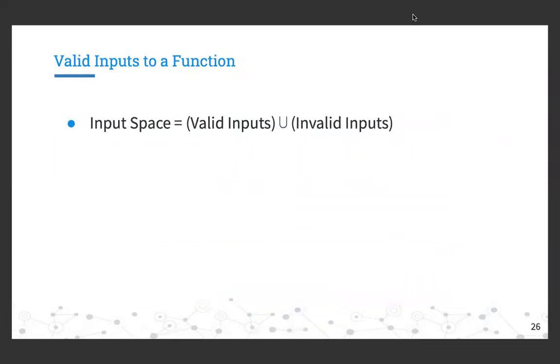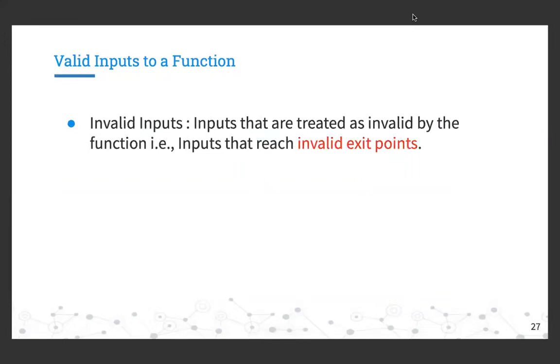Now we need to find valid inputs to a function. How can we find valid inputs to a function? We know that the input space contains valid inputs and invalid inputs. Invalid inputs are the inputs that are considered invalid by the function. Specifically, these are the inputs that the function doesn't know how to handle, the inputs that are rejected by the function. This means these are the inputs that reach invalid exit points.